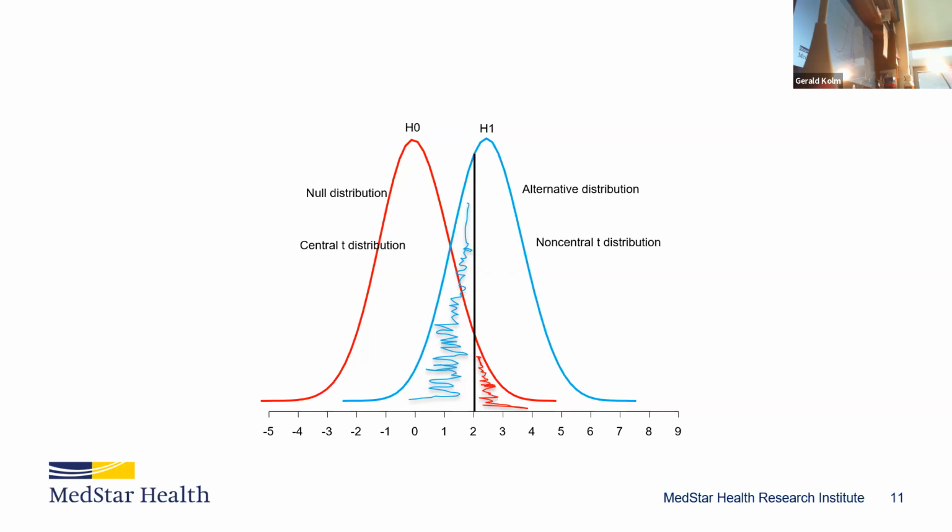And so you can see what I mentioned before: if we increase our alpha, in other words, we make the alpha error rate larger, we move this vertical line here to the left, then you can see that power is going to increase. But we don't really want to do that because we want to keep our type 1 error rate small.